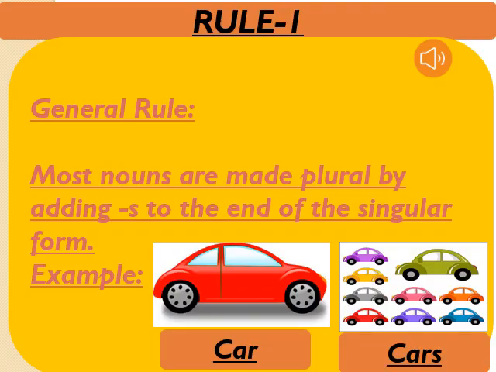Let's begin by exploring the rules related to singular and plural form of nouns. Rule number 1. This is the general rule, where most of the nouns are made plural by just adding s to the end of the singular form of the noun. I'm taking an example. Car is the singular form, and when we add s at the end, it becomes cars. So the plural form of car is cars.